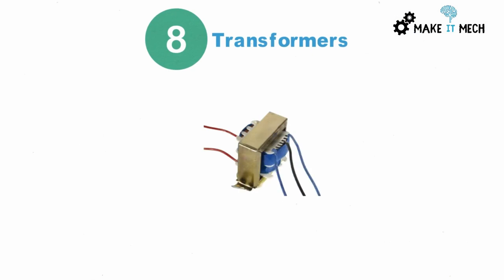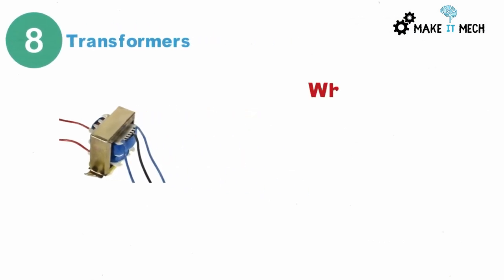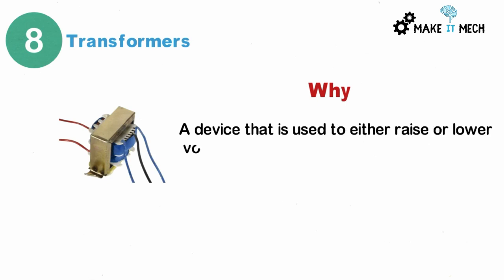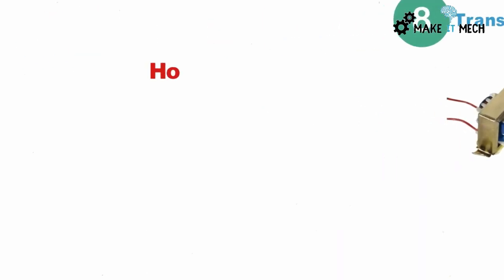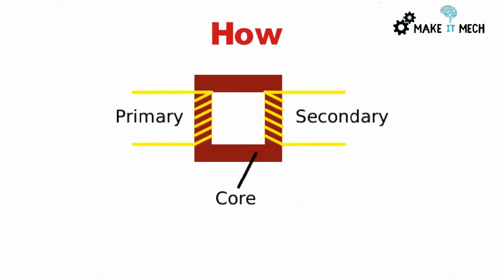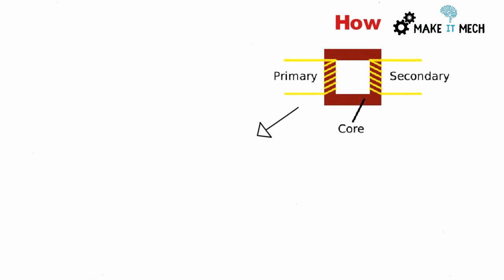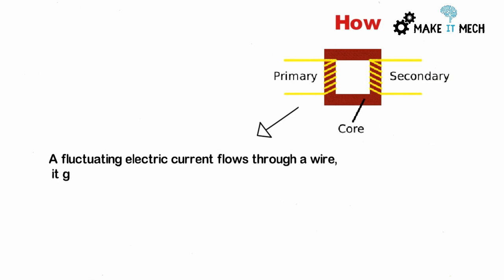In the last, we have transformers. The transformer is a device that is used to either raise or lower voltages and currents. How does a transformer work? In the transformer, we have a base called the core and primary and secondary windings. When a fluctuating electric current flows through a wire, it generates a magnetic field all around it.